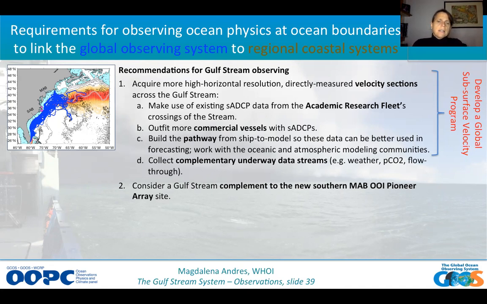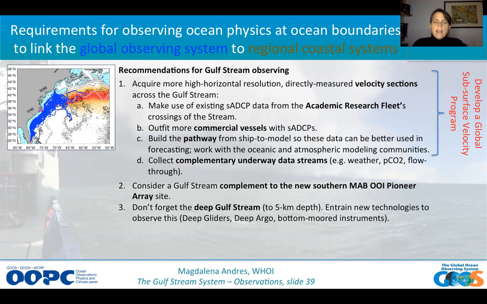Another recommendation would be to consider a Gulf Stream complement to the new Southern Mid-Atlantic Bight Ocean Observatories Initiative Pioneer Array site. This is going into the water just north of Cape Hatteras, in a region that's very interesting, where the spatial correlation scales are very short, and it would be very helpful to have measurements within the Gulf Stream at this location.